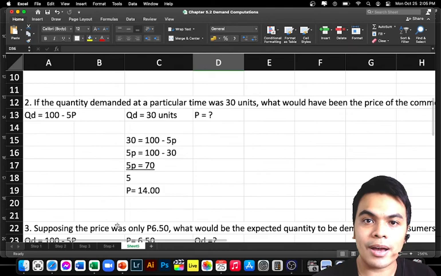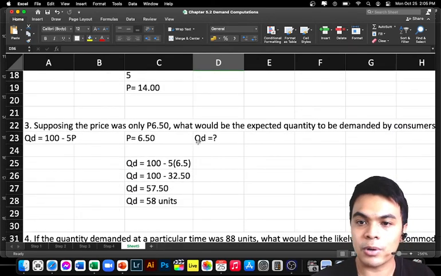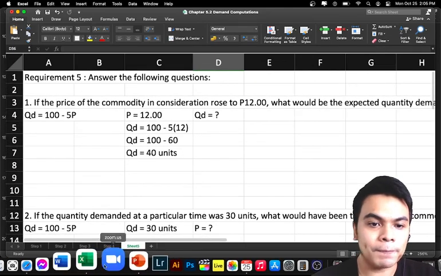Alright, so that is how you compute for the values of the quantity demanded or the price using the quantity demand equation.